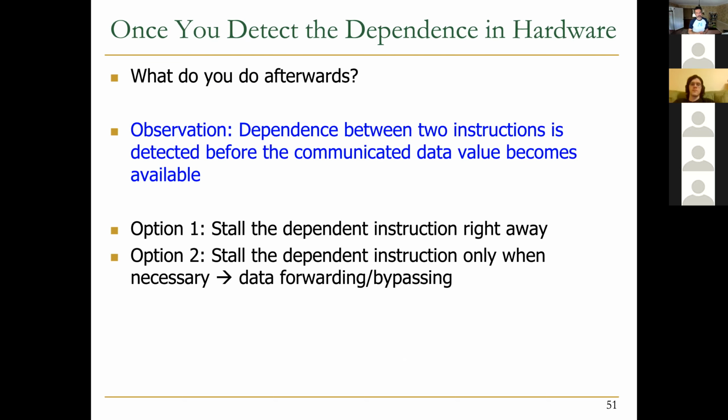And option two is to stall the dependent instruction only when necessary, which is a lot better than blind stalling. If you remember, as soon as we generate the data, we can bypass and move the value to the next instruction whenever the next instruction needs this value.